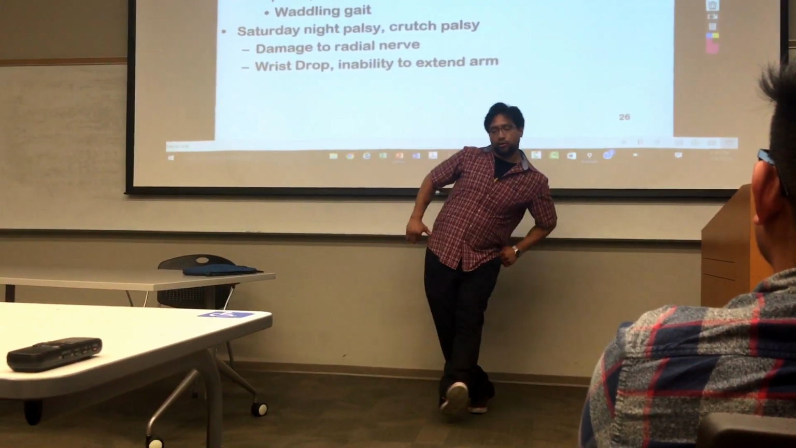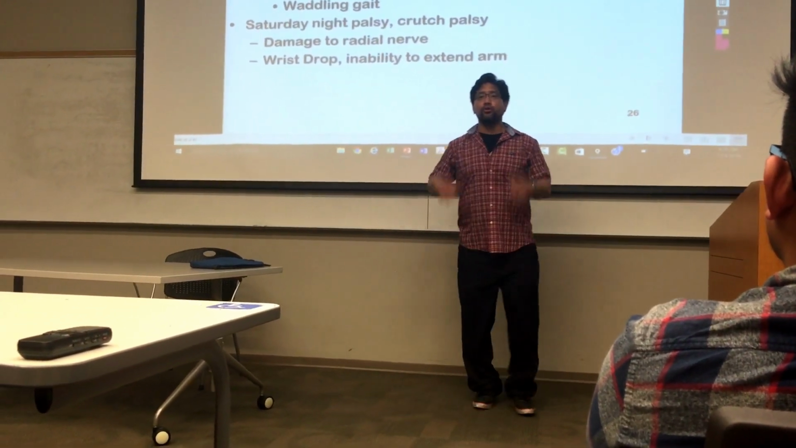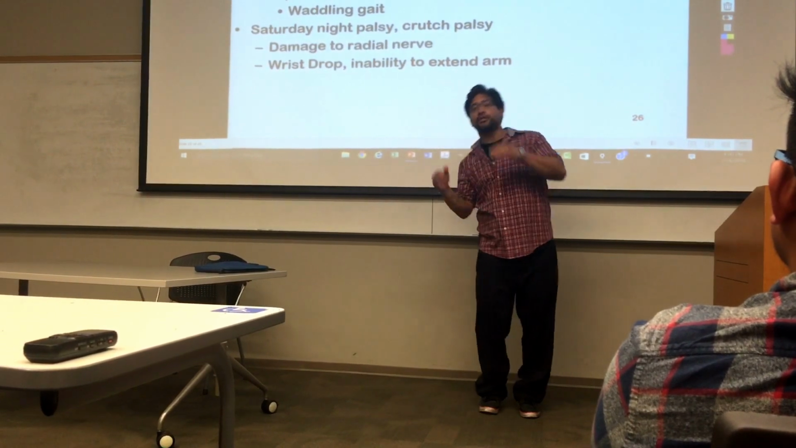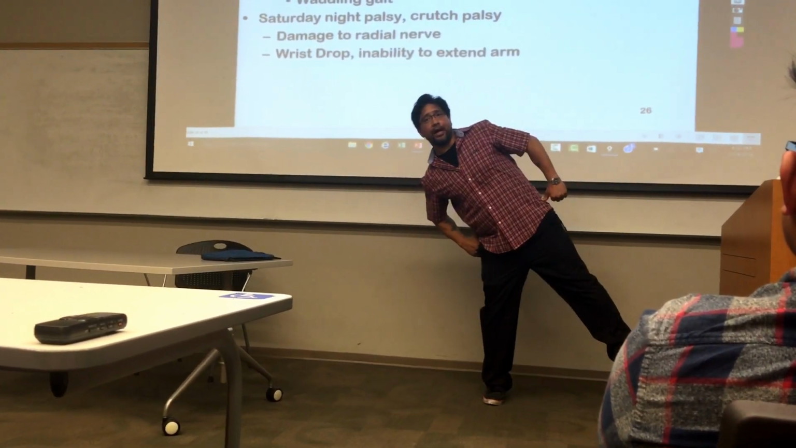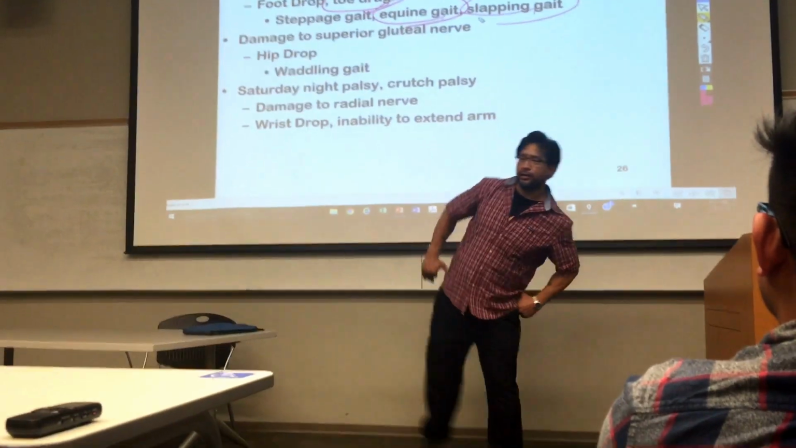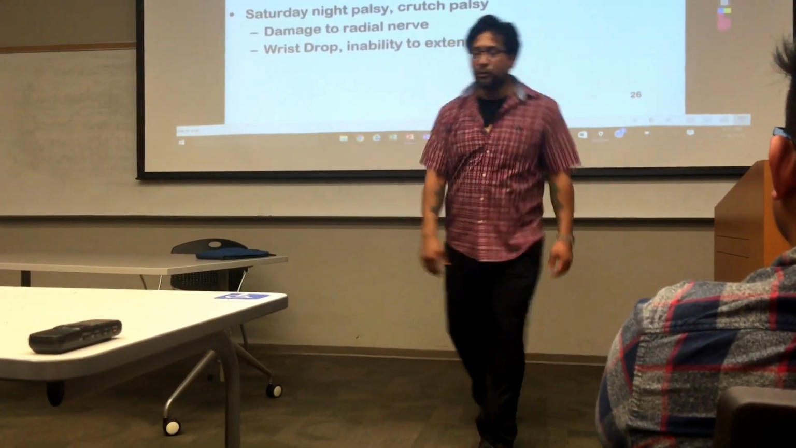So here's how you get rid of hip drop. Instead of allowing your hip to drop like this, right? What you do is you take your weight and you swing it over to the side. So instead of going like this, you go like this. Yeah? And then you can walk like this. So who walks like that?